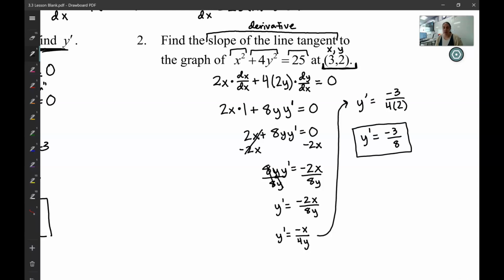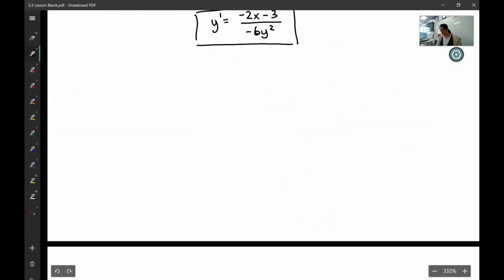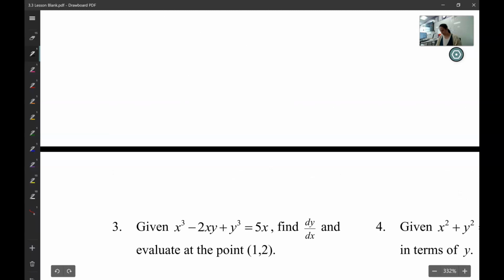Now, if the question happened to ask you for the slope of the line normal to that point, normal is perpendicular, so you would take the opposite reciprocal of this, and that would be the slope of the normal line. This is the slope of the tangent line, the slope of the normal line is the opposite reciprocal. So, there's that one.